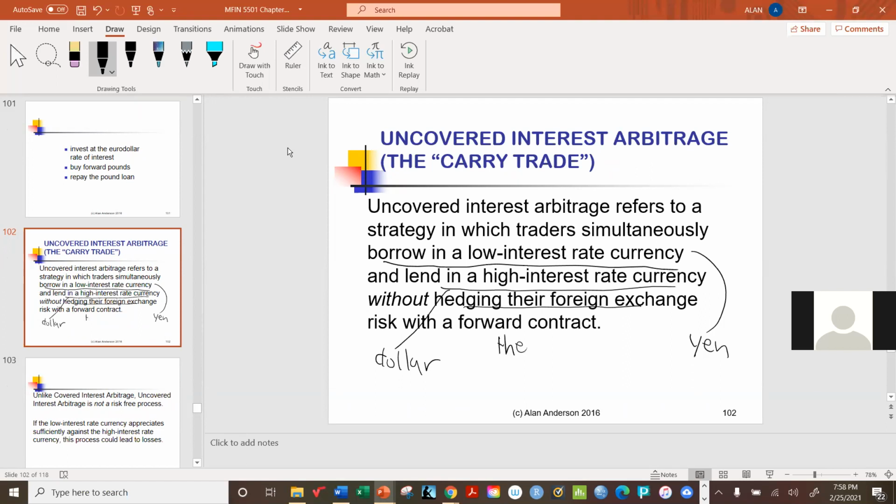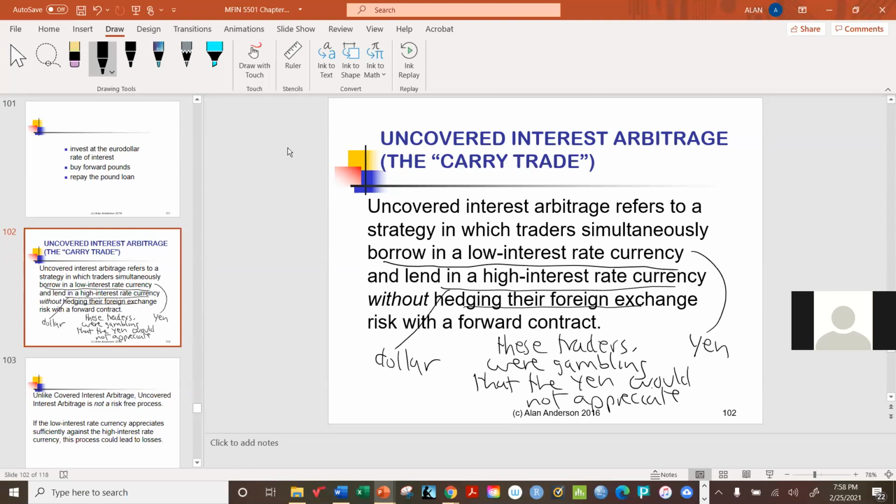These traders were gambling that the yen would not appreciate, because that would have not only wiped out their profits, that could have caused them to suffer losses. So how could they be so confident that this wouldn't happen? Well, let's just take a little detour here and explain how and why this might be the case.